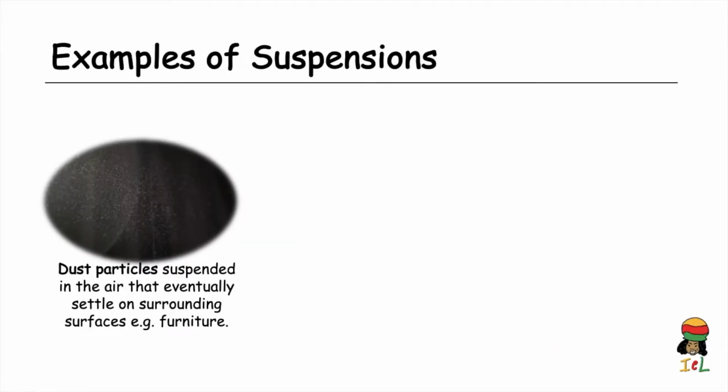Examples of suspensions include dust particles suspended or floating in the air. This is a common phenomenon observed during the morning when a beam of sunlight enters a dark room through a small crack. Within the stream of light, you can see tiny dust particles randomly moving or swirling around in the air. Eventually, the dust particles settle on stationary objects in the vicinity, such as furniture.